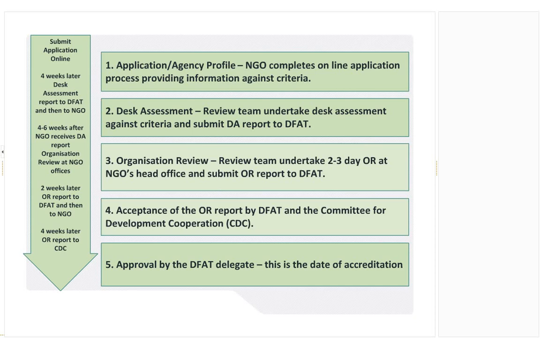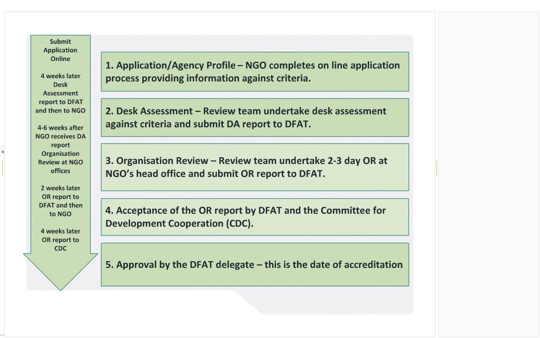Following the desk assessment, which can take up to 4 weeks from the eligibility check, the NGO will receive the desk assessment report, which will outline an initial view of where the NGO is against each of the criteria and areas where more evidence is required. 4 to 6 weeks after that, hopefully, if everything aligns correctly, there'll be an organisation review, which is where the review team comes to the NGO's head office and sits there for 2 to 3 days to review additional evidence and documentation, have discussions with everyone from the board down to program managers and finance officers.